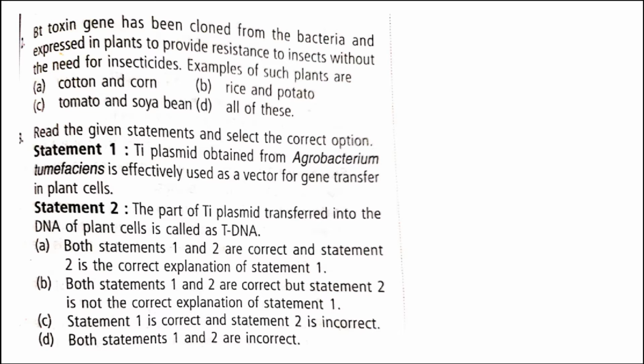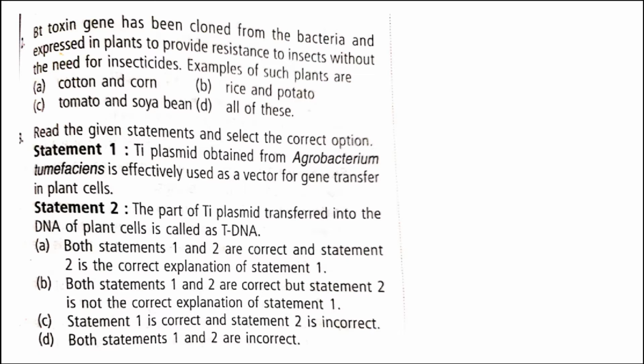Next question, question number 2. Bt-toxin gene has been cloned from the bacteria and expressed in plants to provide resistance to insects without the need for insecticides. Examples of such plants are option A. Cotton and corn, B. Rice and potato, C. Tomato and soybean, D. All of these. The answer will be option D.